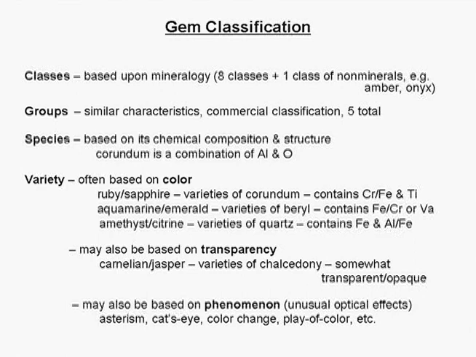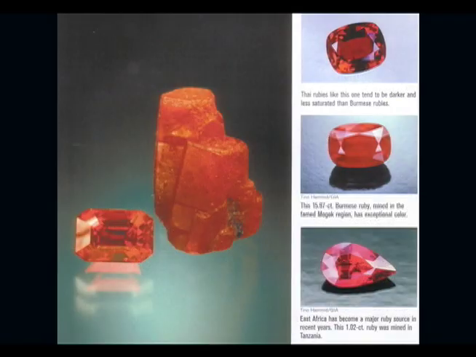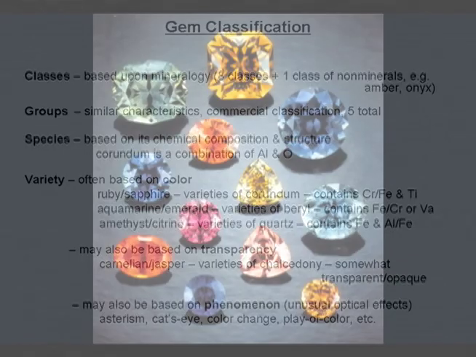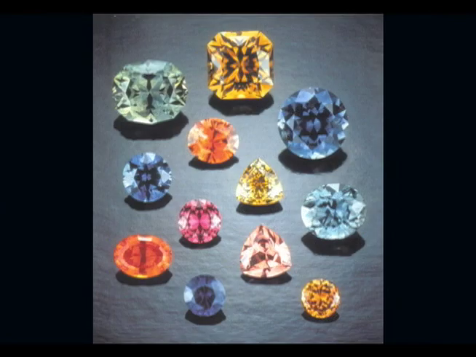So for example, we have ruby and sapphires. These are both corundum, but ruby contains chromium, whereas sapphire contains iron and titanium. So if we take a look here, there we can see rubies. This is roughs, and these are cut rubies here. And as I said, sapphire is also a corundum, but it contains iron and titanium. And there we have sapphires. And notice, look at all the colors of sapphires. They're not just blue.